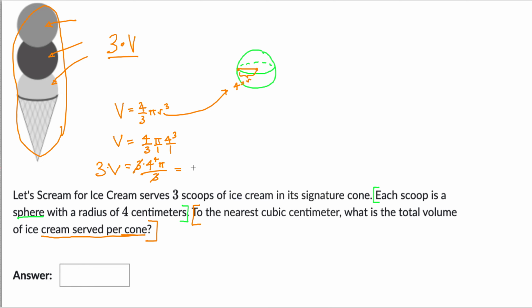And just take your time with this. Just go on your calculator. You could do 4 times 4 times 4 times 4. Or you could go 4 to the fourth. You're going to get 256 times pi. And then just multiply by pi. You're going to get 804. And it wants it to the nearest cubic centimeter. You're going to get 804 as your answer.